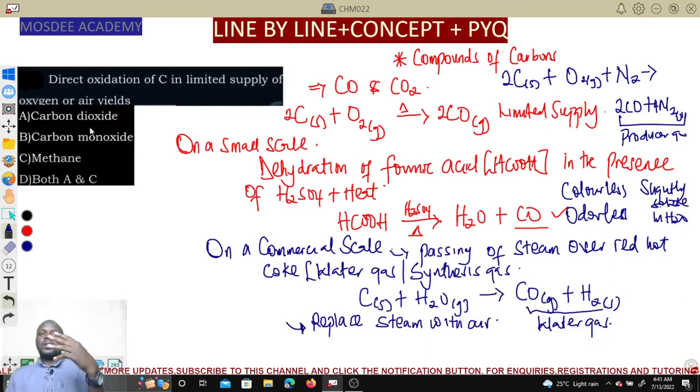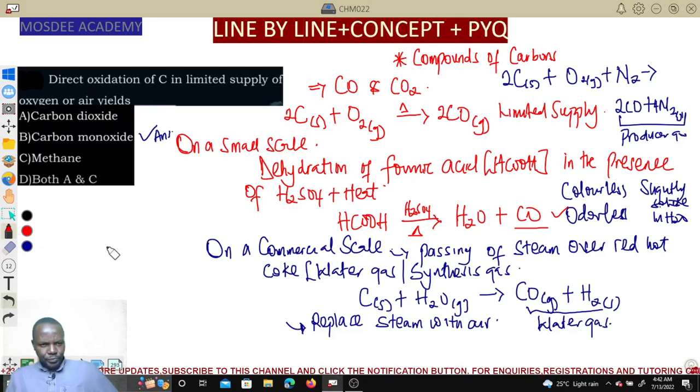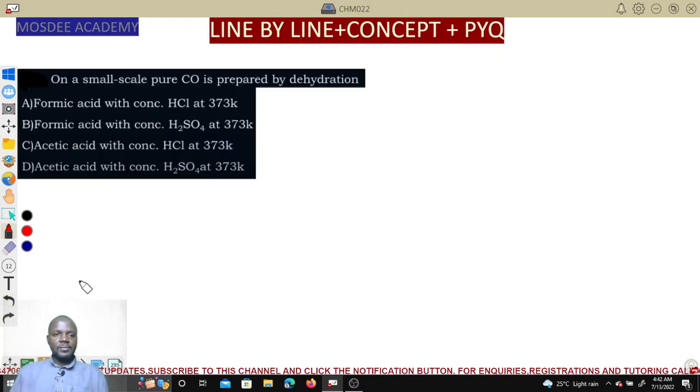Let me answer a question. Direct oxidation will leave us with carbon monoxide. So this is the answer to this. Next question. Time is not on my side, and I have to finish everything. Given the reaction below, a limited supply of air is the answer. On a small scale, CO is produced by formic acid. I told you about formic acid, not acetic acid. Please note that formic acid, HCOOH, reacts with concentrated H2SO4, not diluted, at this temperature. So this is the answer.